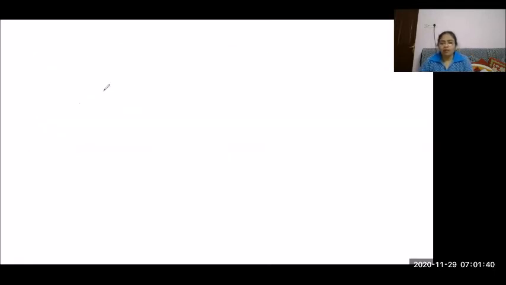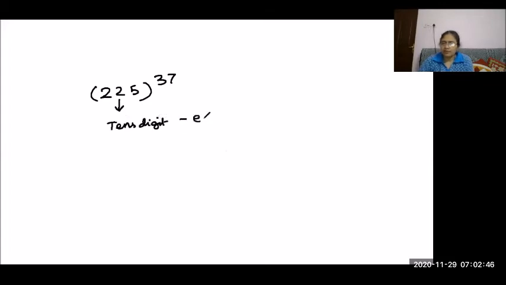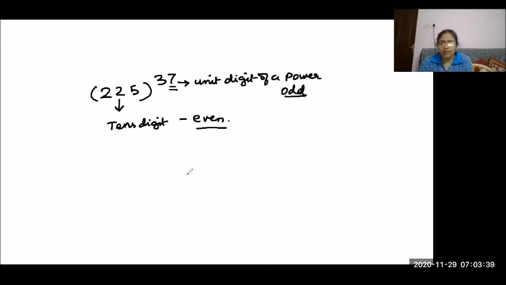Say you have 225 to the power 37. In this, what you have to do is check the tens digit of the number, if it is even, and the unit digit of the power. If it is odd, in this case, the number will end with 25. So you just have to understand the pattern.